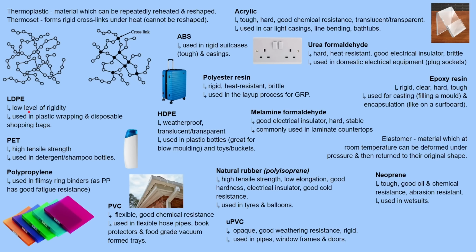Then let's continue with more thermoplastics. LDPE, low density polyethylene, I think it's called, has a low level of rigidity. It's used in plastic wrapping and disposable shopping bags. PET has a high tensile strength and used in detergent or shampoo bottles. For example, this one here. Polypropylene is used in flimsy ring binders, and one unique property of polypropylene is that it has good fatigue resistance. So if you can imagine these ring binders here, it's all made from one sheet of polypropylene, and it's bent, and there's two hinges there that form the hinges, and it has good fatigue resistance. It can be opened and closed many times without tearing, without breaking.